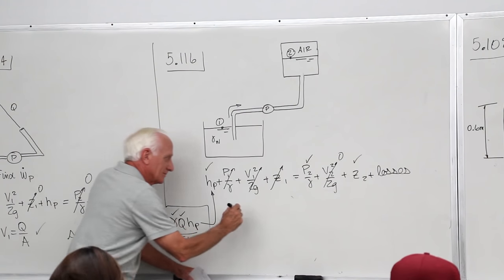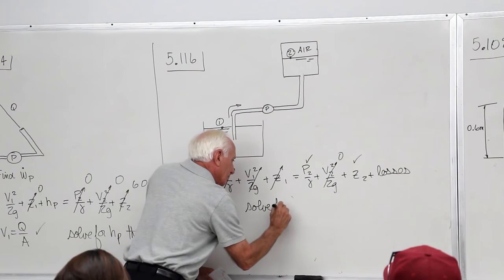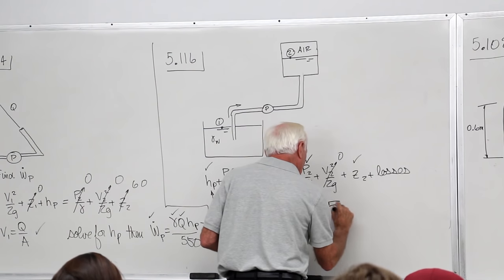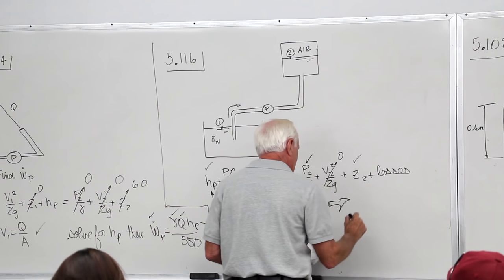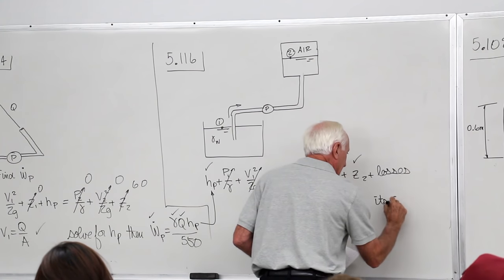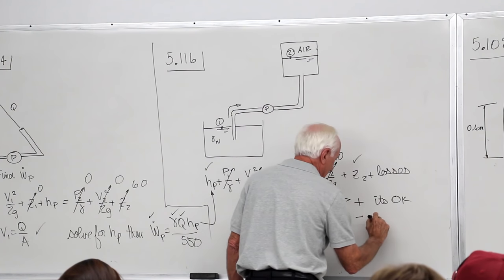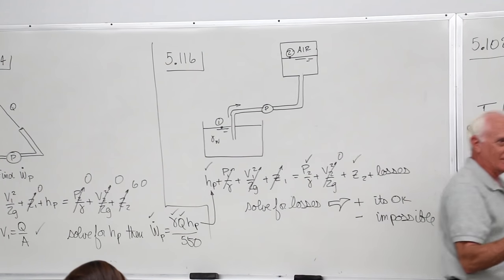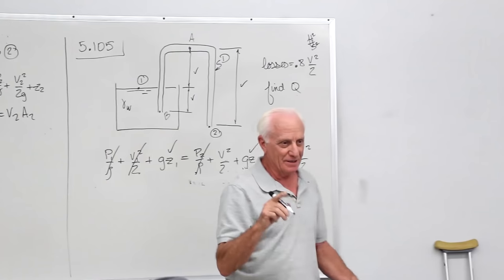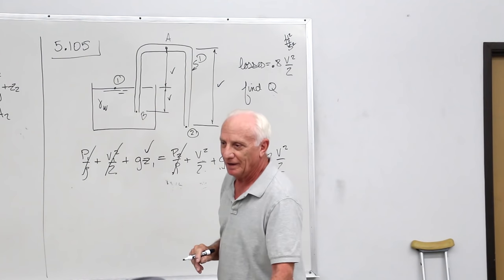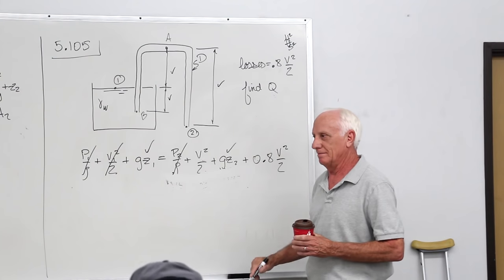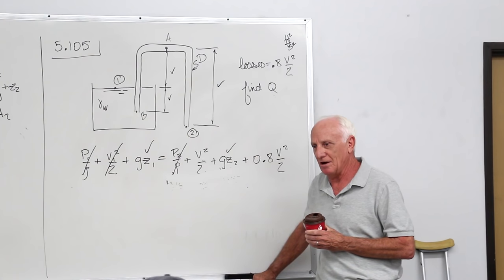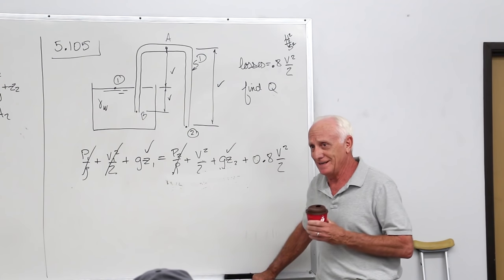Now I solve for the losses. If I get the losses positive, it's okay. If I get a negative, it's impossible. So that's what you do. You solve for the losses. If you get a positive sign, yeah, it can happen. If you get a negative sign, it can't happen. Losses can never be negative. Losses are always positive. They take energy out. Losses don't put energy into a fluid. They take energy out of a fluid.